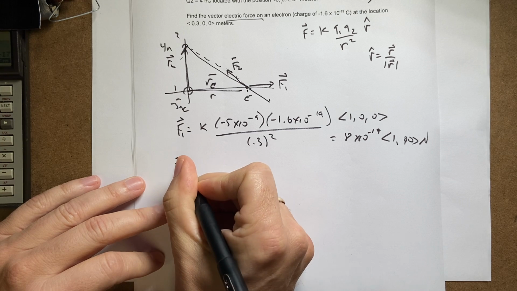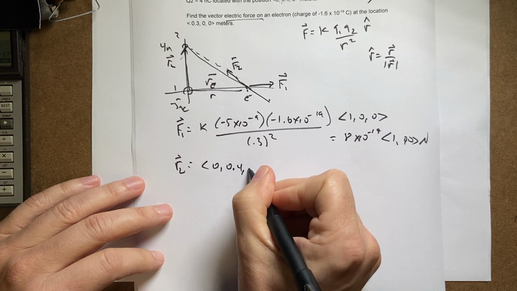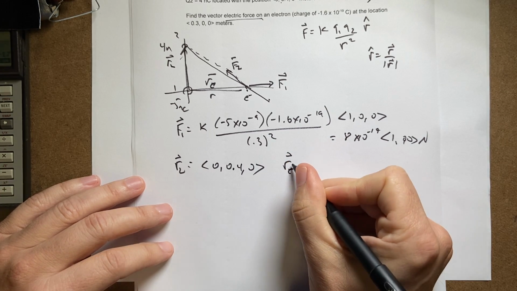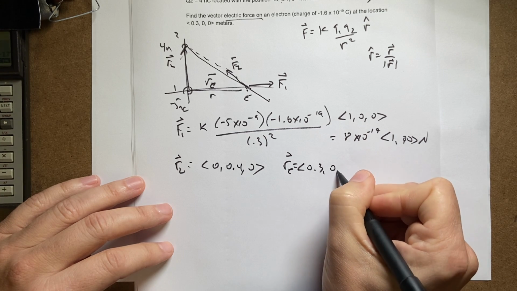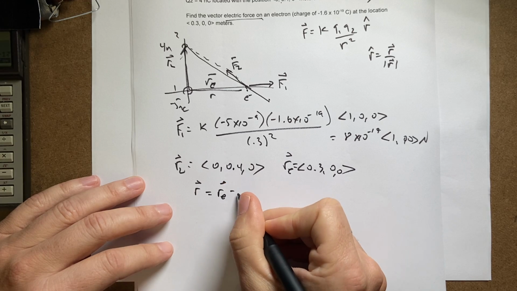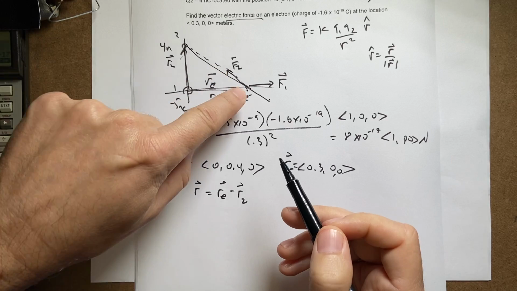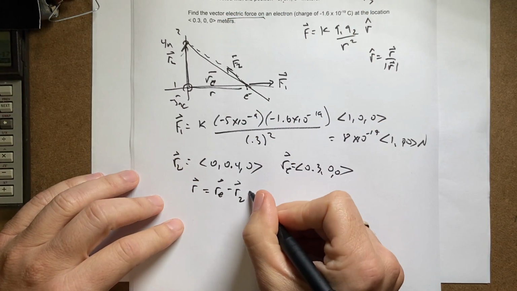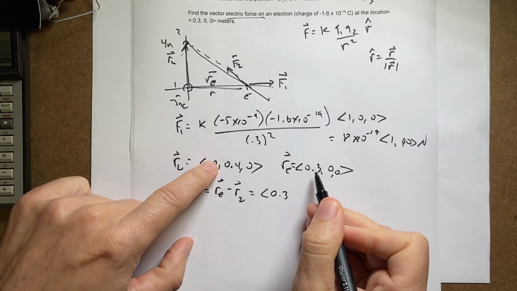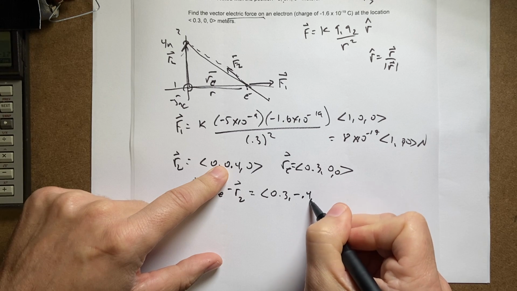So R2 is the vector 0.40 meters. RE is the vector 0, 0.300. So R is going to be equal to RE minus R2, right? It's the final position's the electron, the initial position's up here. So I'll take final minus initial, and I get that vector. That's pretty easy to do because it's 0.3 minus 0, 0 minus 0.4 is going to be negative 0.4, and then 0.